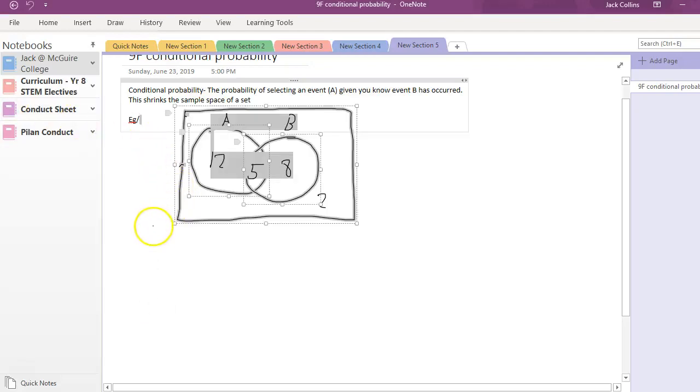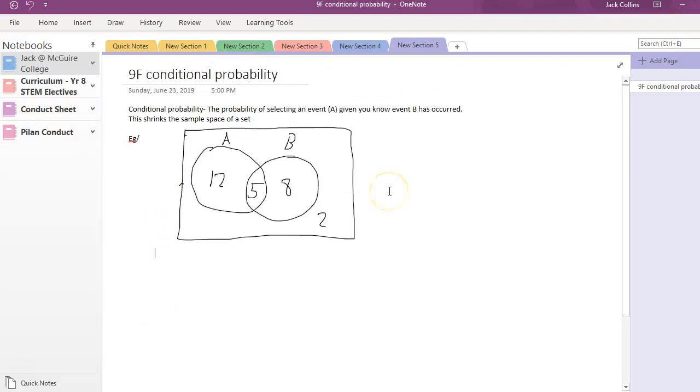Hi guys, so today we're going to have a look at exercise 9F and we're going to split it into two videos because there are two very important concepts here. So the first thing we're looking at is the idea of conditional probability.